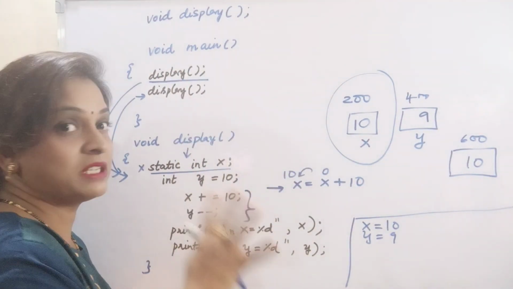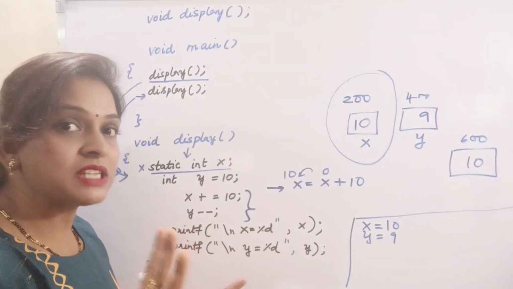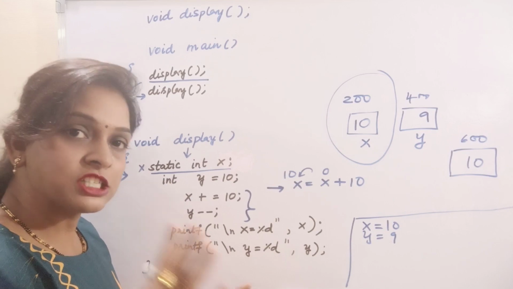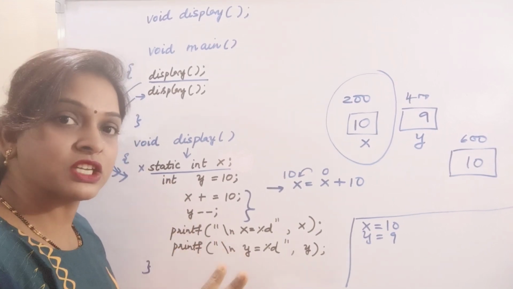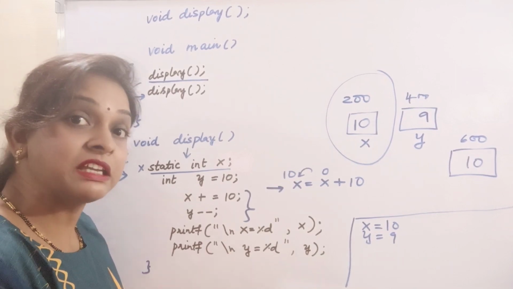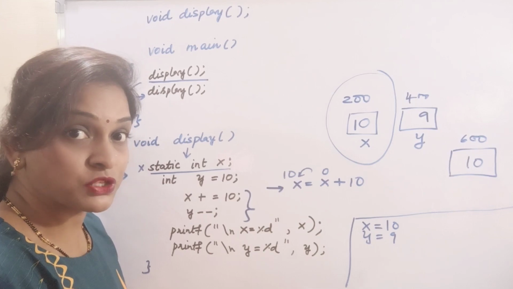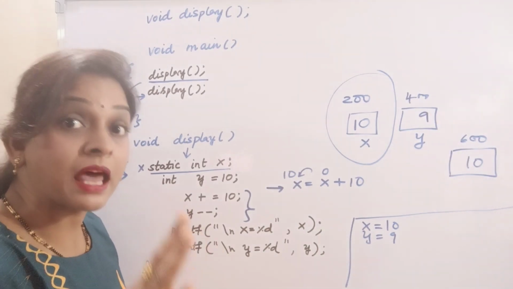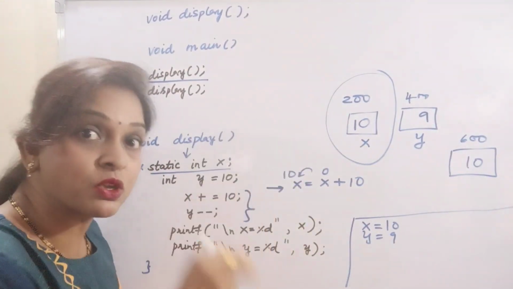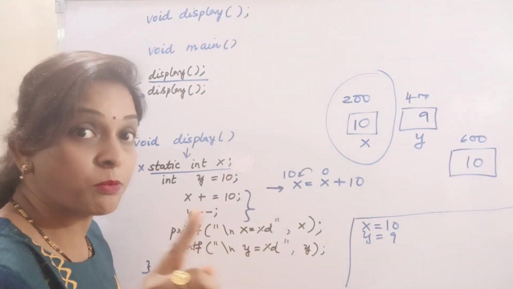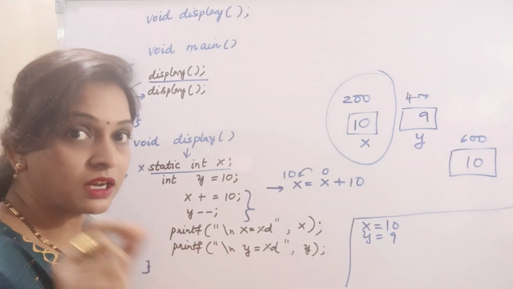So x is available. x is still active. Once x is available and its value is also initialized, why do we have to create it once again? Why do we have to reinitialize? That's the question here. So x is alive, and the memory block is still alive, which means the value is also alive. So I need not reinitialize. That's the point. The static variable will not be reinitialized. Understand this point.